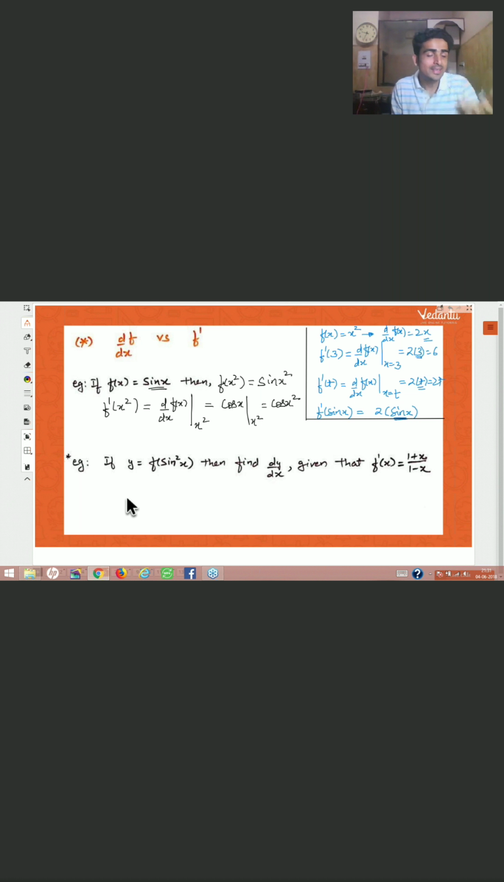Certainly d by dx and f dash are two different things. I'm just comparing. This is f dash at x square. This is d by dx of f of x square. So primarily you are looking for the derivative of sine of x square.